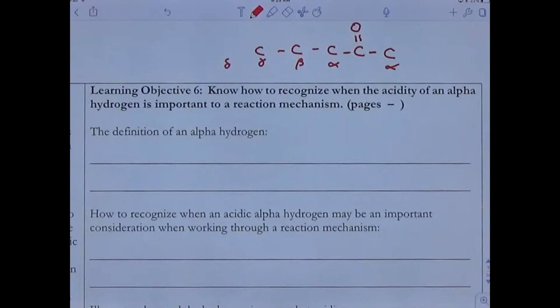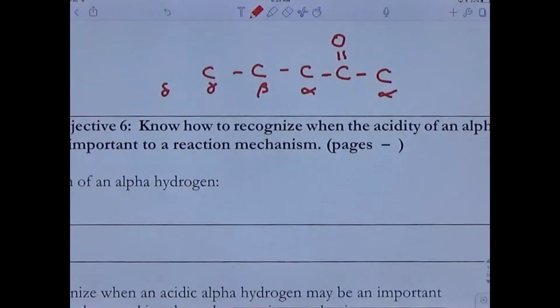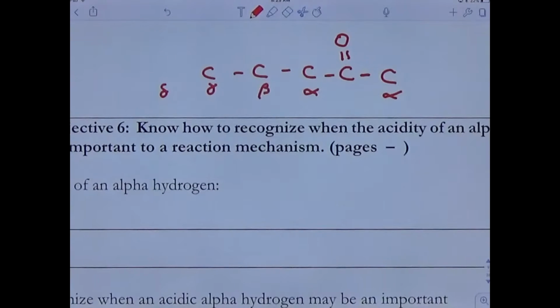You might have 2. So what I'm saying is the definition of an alpha hydrogen then would be a hydrogen attached to an alpha carbon, and an alpha carbon is anyone that's directly attached to a carbonyl carbon.